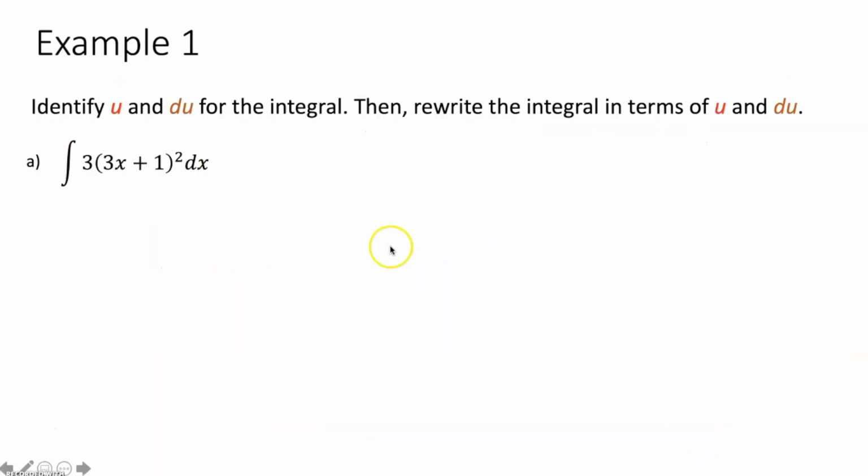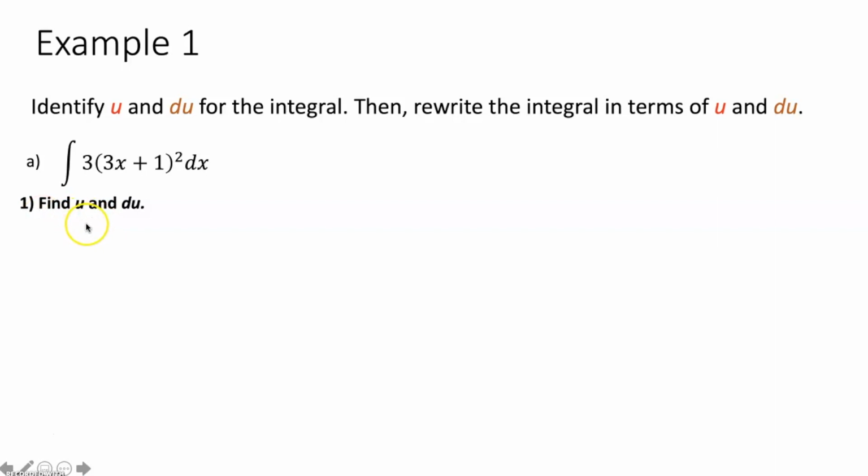It's example time. Example 1 says identify u and du for the integral, then rewrite the integral in terms of u and du. So here we have the integral of 3 times the quantity 3x plus 1 squared dx, and we're asked to do two things: identify u and du, and then rewrite the integral in terms of u and du. So first we want to identify u and du.